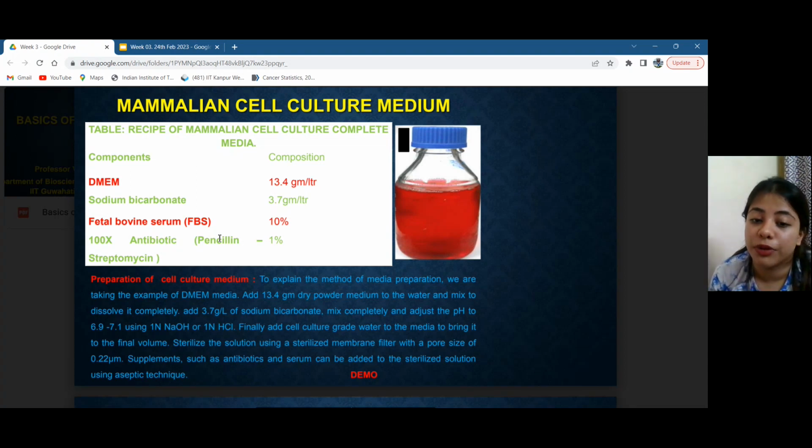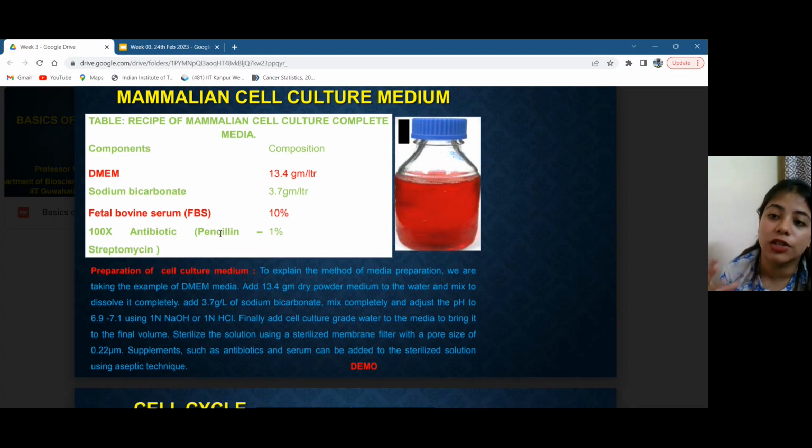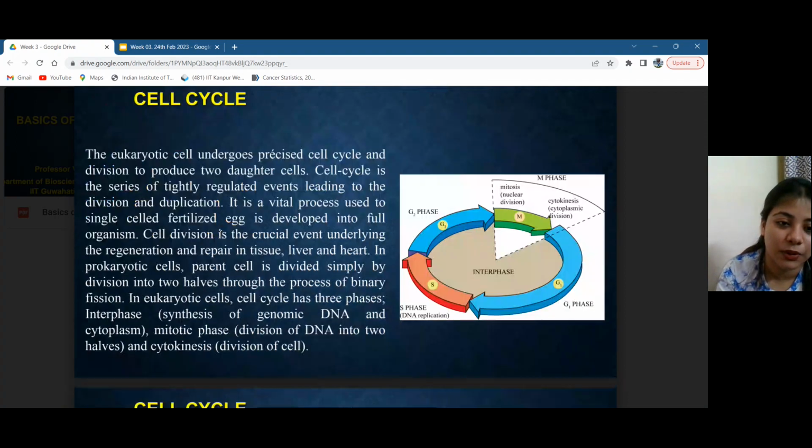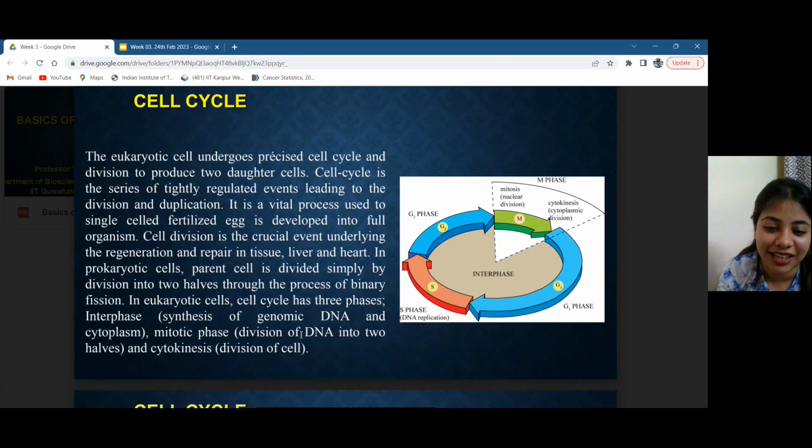Penstrep is used to prevent any sort of bacterial growth, any contamination, because the extent of sterility required for mammalian cell culture is extensive, and any bacterial contamination is something we cannot afford. Therefore, a lot of care has to be taken in that regard as well. So that's what we saw here. Then the cell cycle, the most relevant topic in this case, I think.